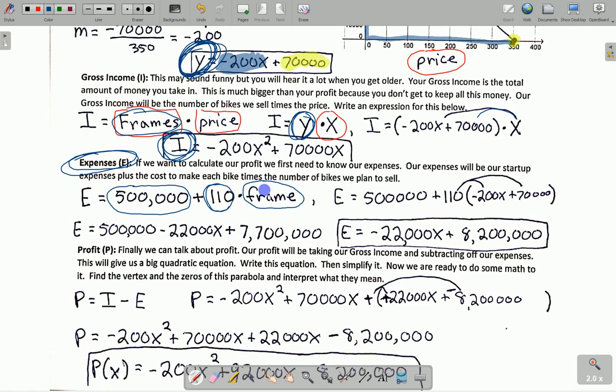So this right here becomes the y value again, which is, in my case, negative 200x plus 70,000. In your case, you'll have your own equation there. Again, the 110 distributes. And once you distribute, you'll probably have some like terms, just like I did. These two numbers will combine, and then you'll have your expense equation right here. Almost done.